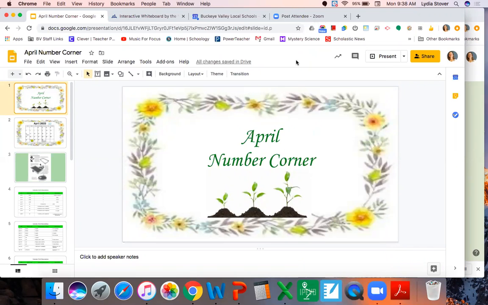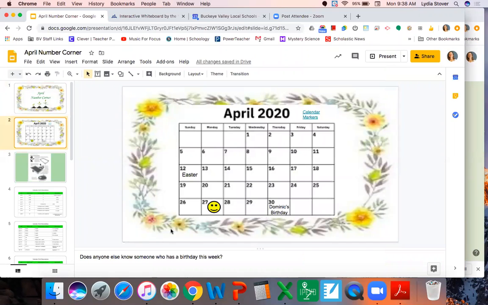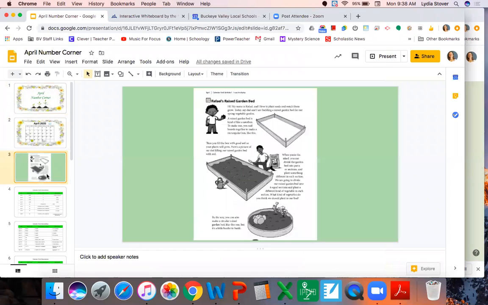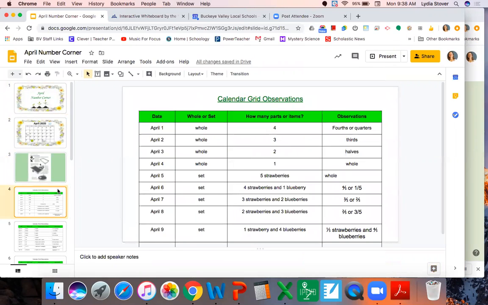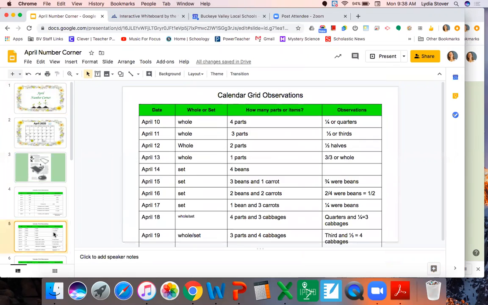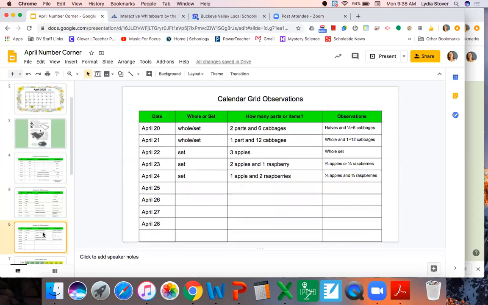All right. So we are in April. This is our last week of April, April 27th. And we've been looking at Raphael's garden bed when we've been looking at our calendar. So we're going to do a quick review of the wholes and sets that we have been looking at. Starting April 10th, we had a group, a whole, and April 14th, we had a set. And April 18th got a little interesting. We had a mix of whole and sets. And then last time we met, we had a set with apples and raspberries.